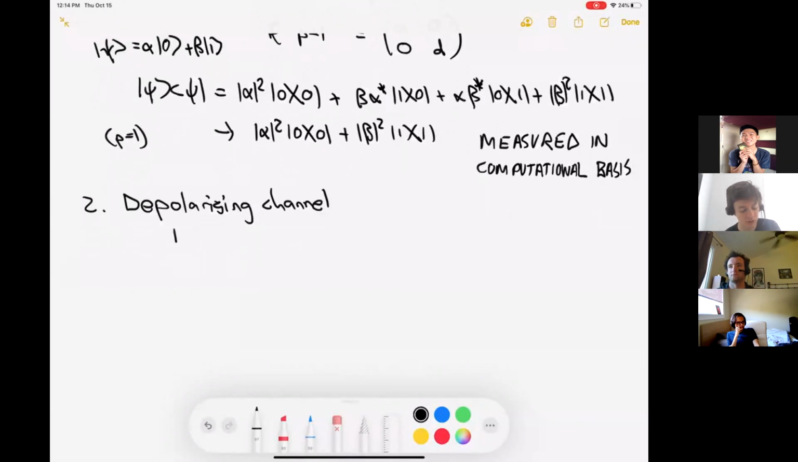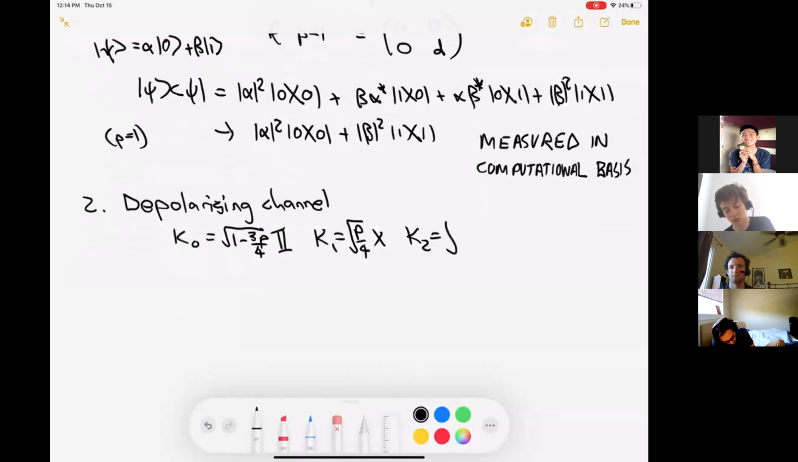This time we're going to have K0 is equal to 1 minus 3p over 4 times the identity. K1 is going to be square root p over 4 times the X matrix. K2 is going to be square root p over 4 times the Y matrix. K3 is going to be square root p over 4 times the Z matrix. Okay.